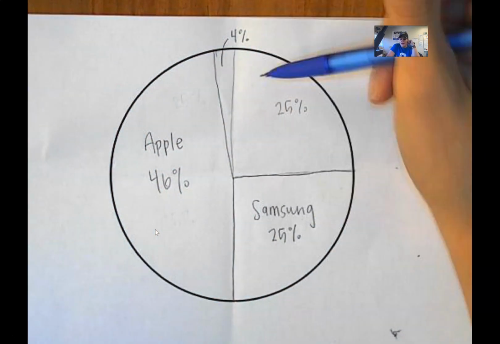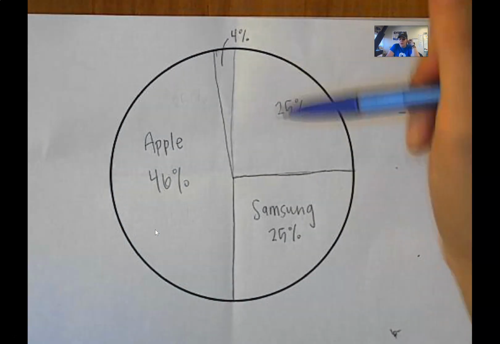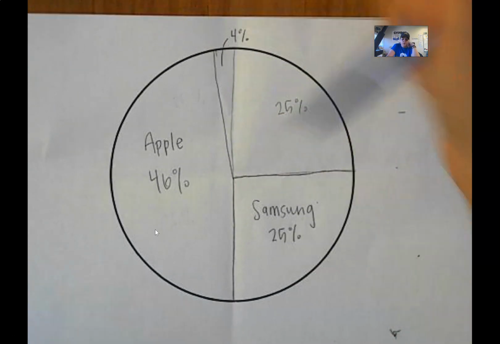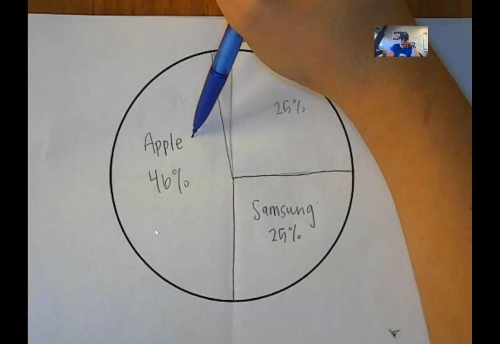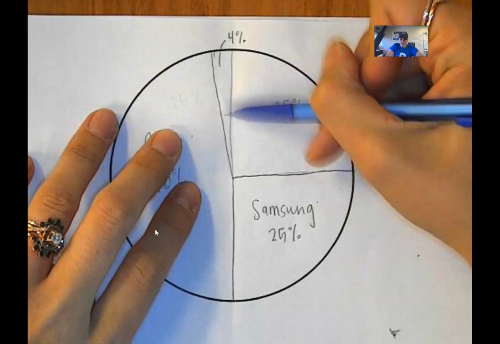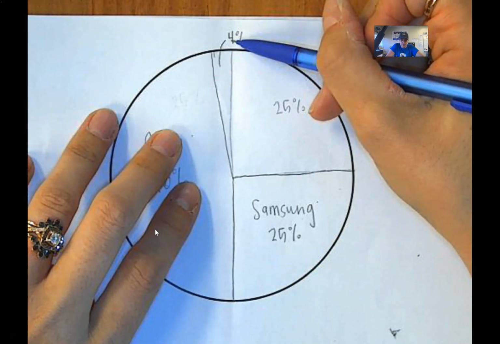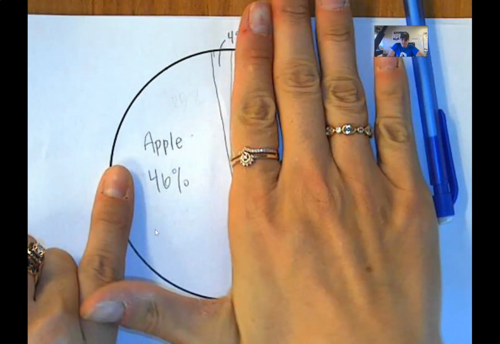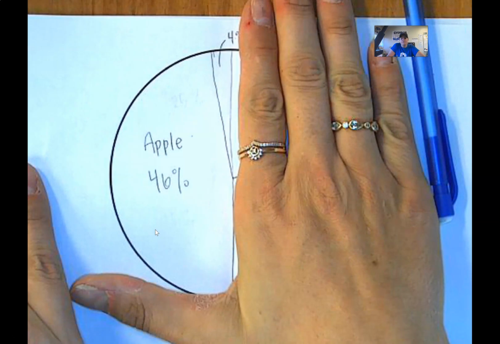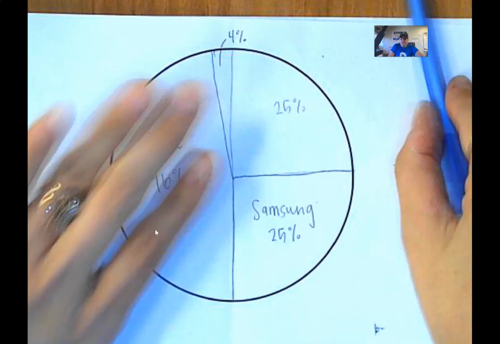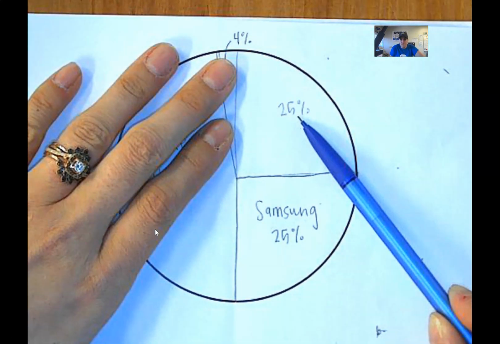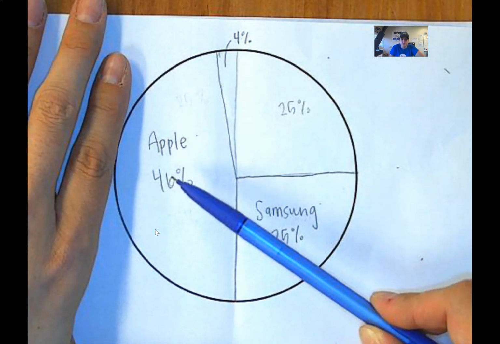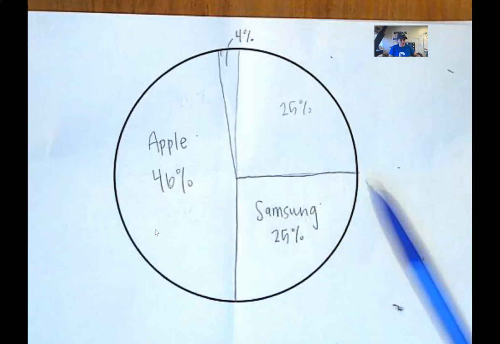So if I look at what I have left, it still all adds to 100%. I have 25% from Samsung, 46% for Apple. I have this little slice here that's now 4% because 46 plus 4 makes up 50%, which is this half of the circle. And then I have this 25%. So if you add up all those percents, 25, 25, 4, and 46, you're still at 100.